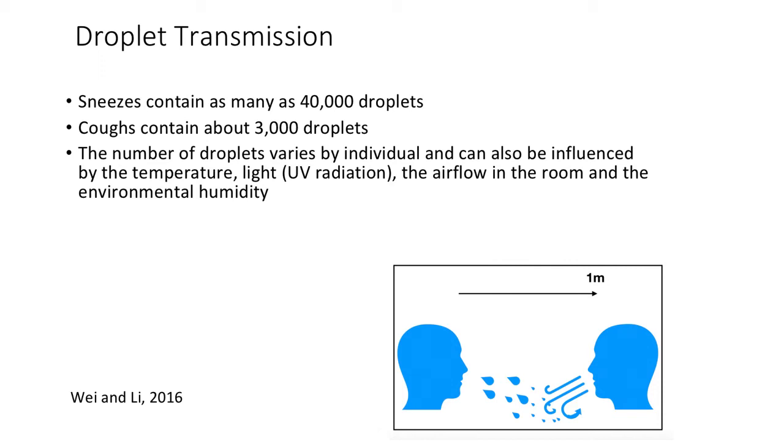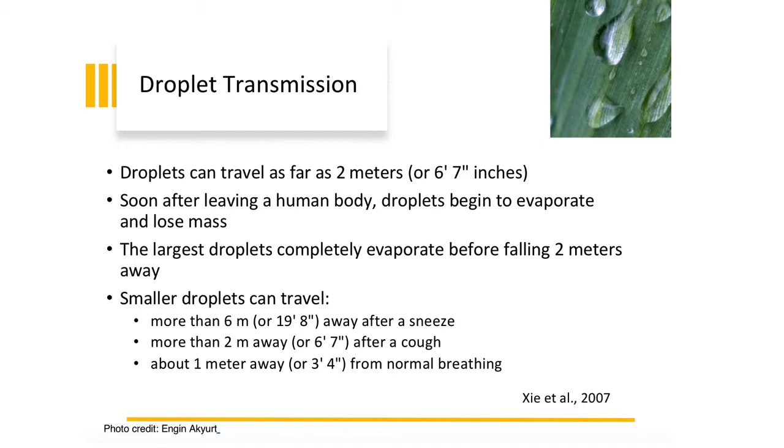We've all had moist speakers talking close to us, getting drops on our face, so that's annoying. But they just happen to have a lot of saliva, or they happen to have some problems that are causing mucus in their upper respiratory tract. And other things that may influence the number and size of droplets are things like temperature, light, airflow in the room, and the environmental humidity. And the reason for this is that soon after those droplets leave the human body, they start to evaporate and they start losing mass. So the largest droplets are going to come out of you, they're going to probably fall fairly close to you, but smaller droplets, like those after a sneeze, can travel far.